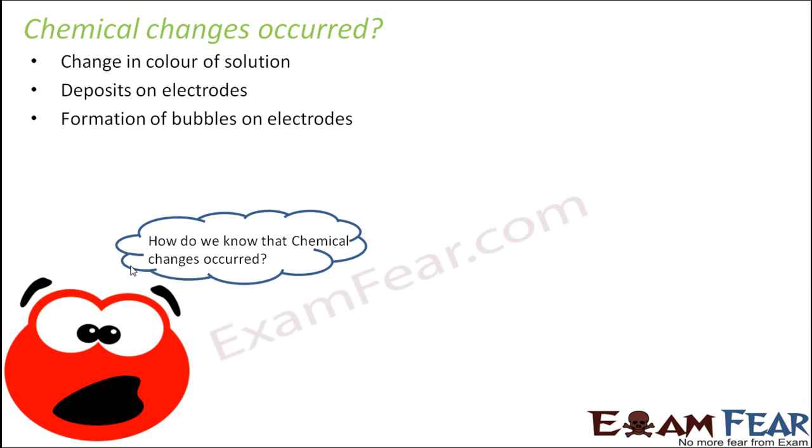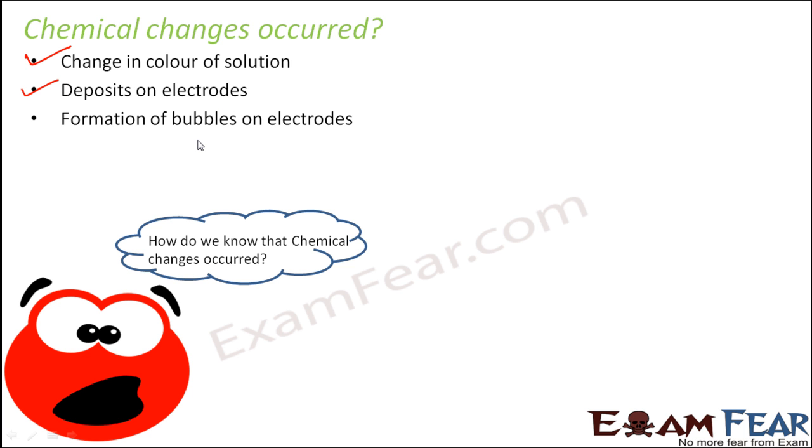Now the next question is, how do we know that chemical changes have occurred? Even if some changes have occurred, how do we know that changes are taking place when current is flowing through a solution? Some of the visible changes are a change in color of the solution. If the solution was colorless before, now it turns blue or reddish. If there is a change in color, that means some new substances are being formed. Sometimes there are deposits on the electrodes.